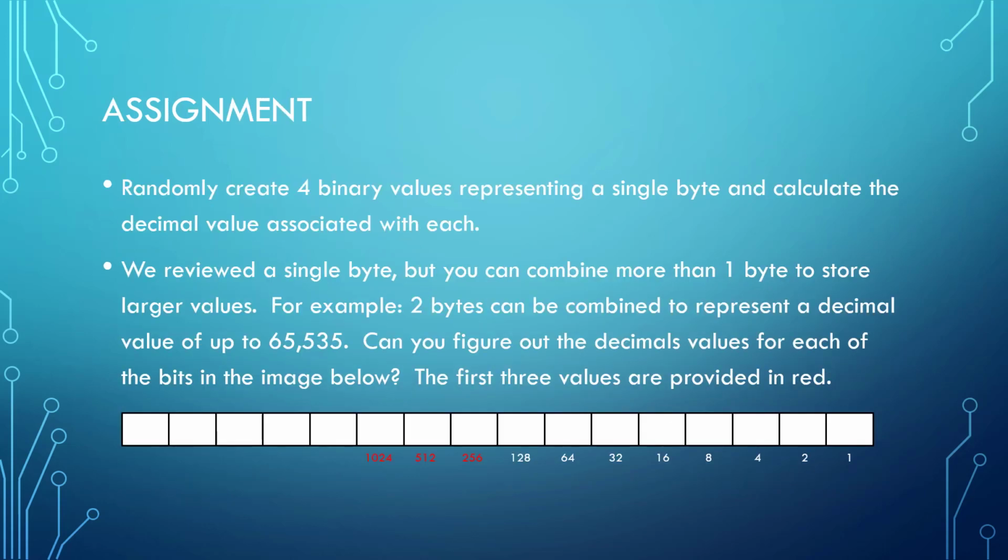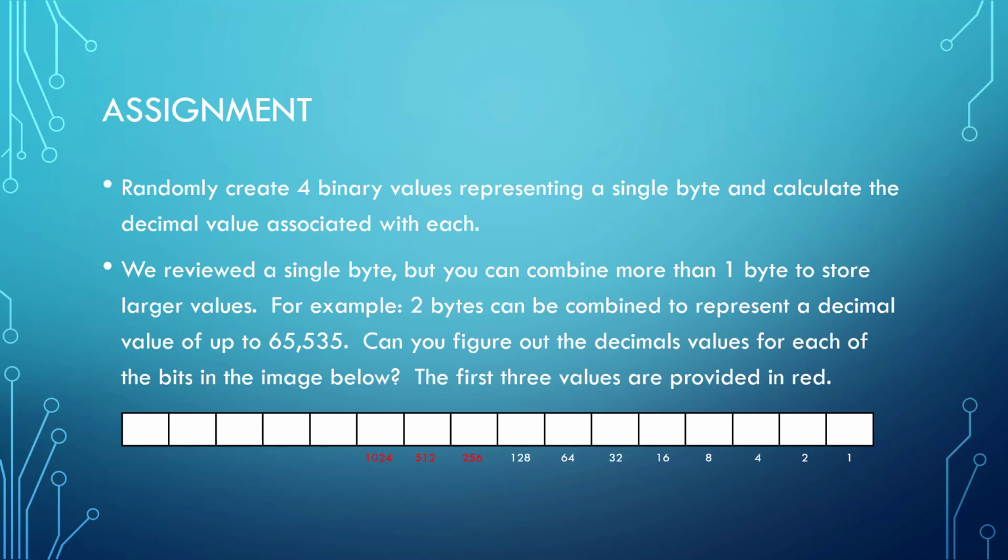So, in order to help reinforce what we've learned, I've got a short assignment for you. I want you to randomly create 4 binary values representing a single byte and calculate the decimal value associated with each. You know, just randomly put down 0, 1, 1, 1, 0, 1, 0, 1, whatever, and then figure out what the decimal values are. 4 binary values, 4 bytes.